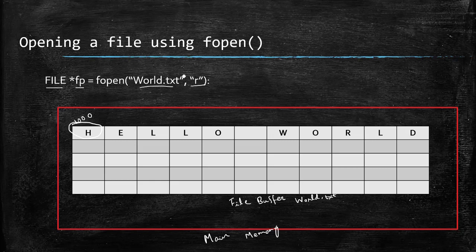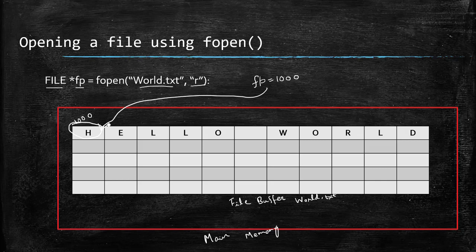fp is the file pointer, so fp will have the address 1000. By this, fp can point to the file buffer, so we can do further work on that file. What kind of further operation can be possible? We can only read from that file, as we have opened it in read mode.